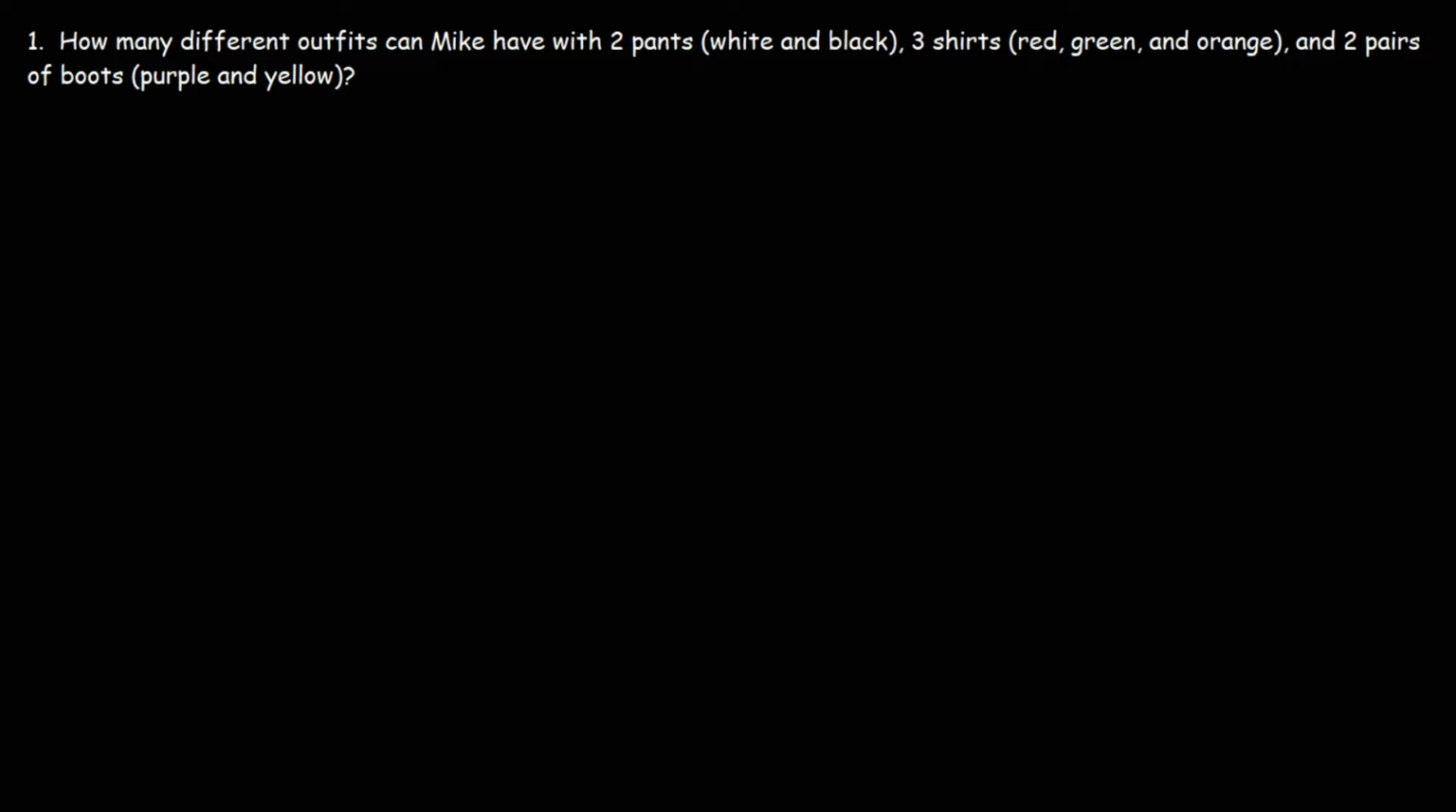So let's look at this problem or situation that we're dealing with. How many different outfits can Mike have with two pants, three shirts, and two pairs of boots? So this situation or problem has three events. The first event has to do with his choice of pants that he's gonna wear. The second event has to do with which shirt he's gonna put on. And the third event has to do with which pair of boots he's gonna wear.